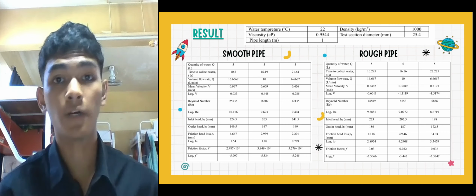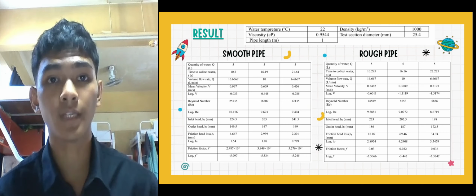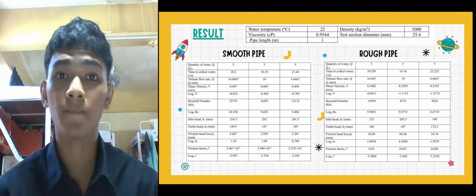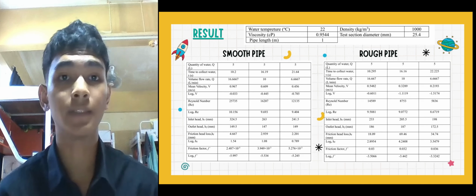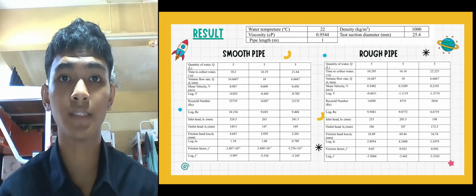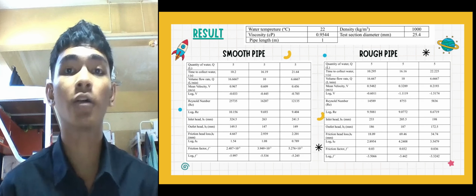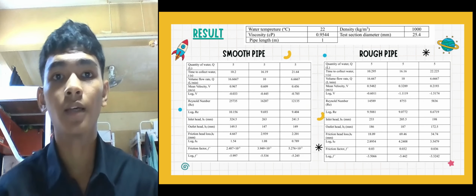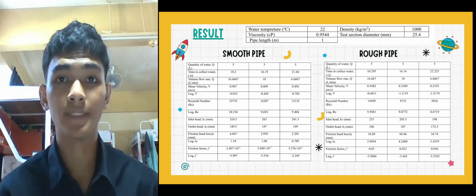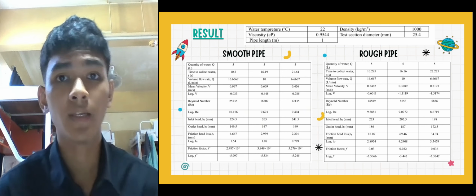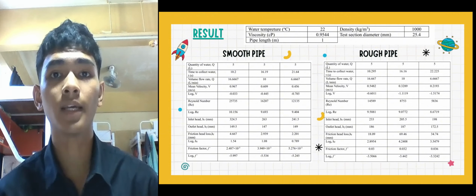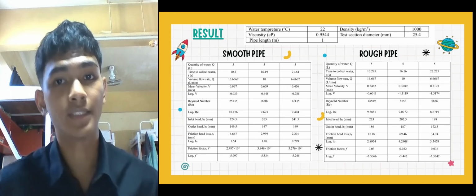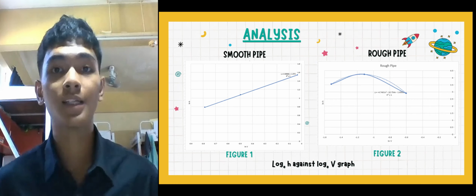And this is the result of our experiments. Smooth pipe table on the left and rough pipe table on the right. We use volume flow rate as our manipulated variable with the same water temperature, density, viscosity, test section diameter, and length of pipe. We use 16.6667 liters per minute, 10 liters per minute, and 6.6667 liters per minute. The data in both tables show that the Reynolds number decreases when the friction factor increases. And this is an analysis I made.